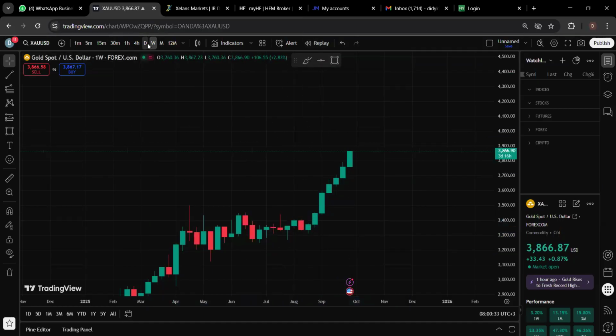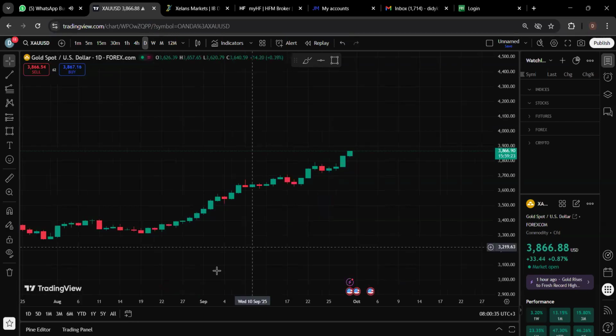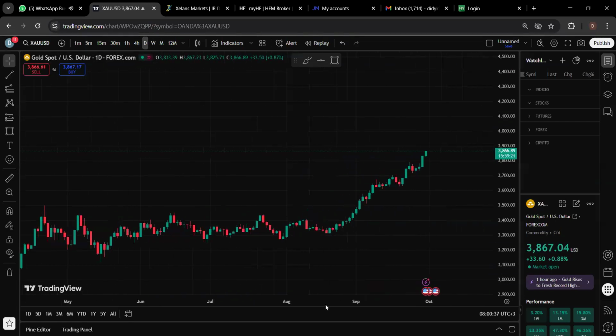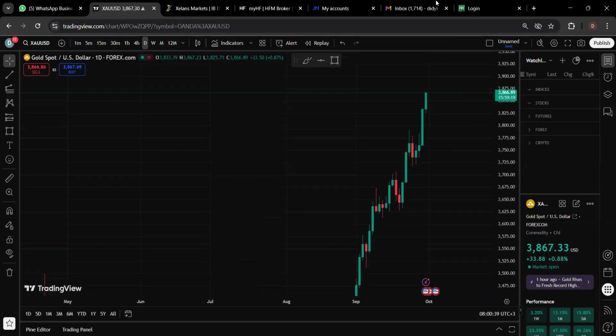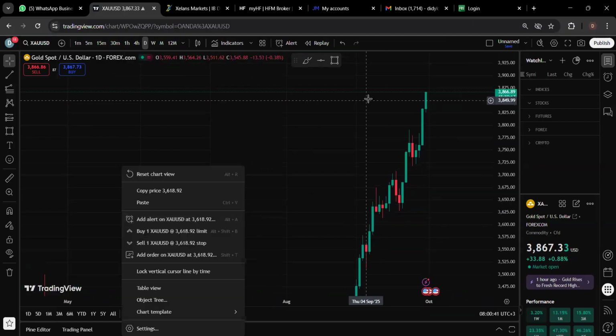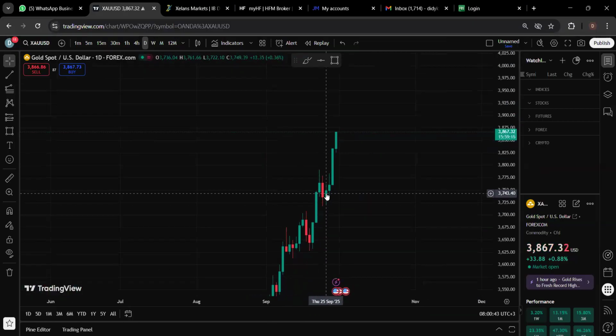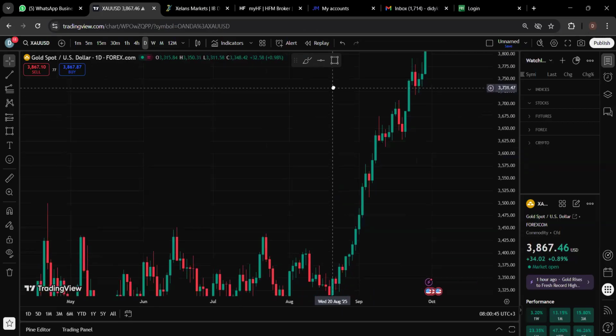Now, let's look at the daily. This is where we start our analysis. Always make sure your candles are big. The reason I'm telling you to have your candles big is for you to look at where the market is and where the market is coming from.